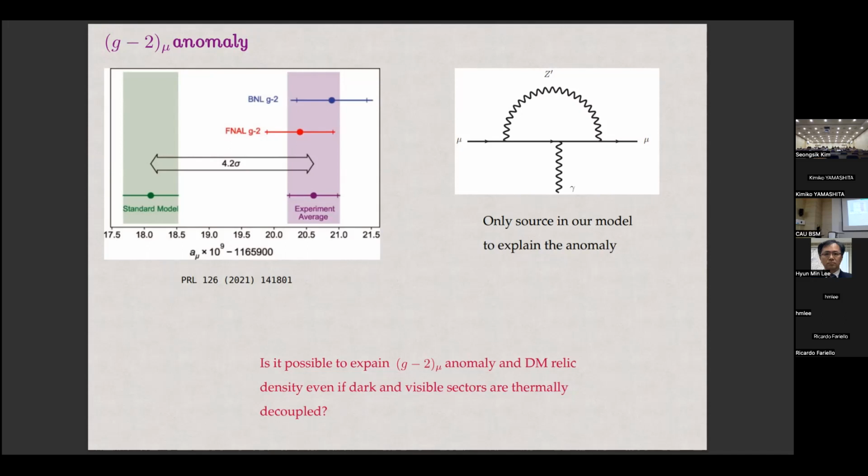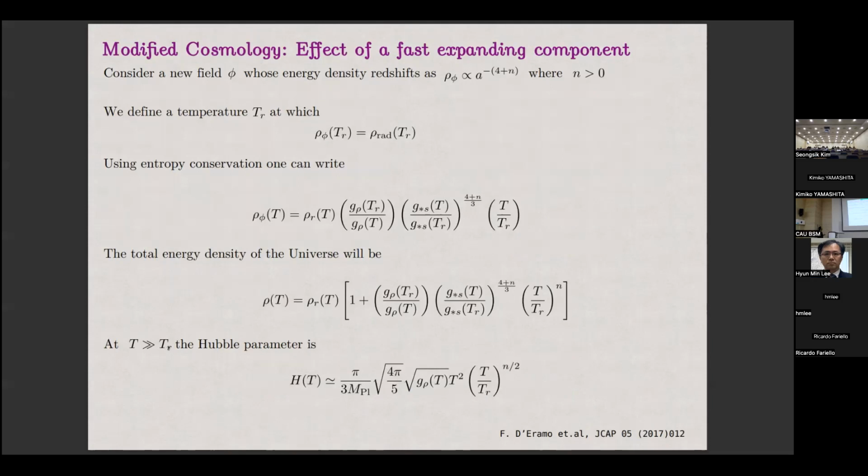So to do that, we use the idea of a fast expanding universe. So the idea is as follows. Suppose we have some phi component which redshifts much faster in comparison to the standard radiation, and we define a temperature T_r at which rho_phi(T_r) equals rho_rad(T_r). That means that at T_r both the energy densities are the same, and we choose T_r to be such that at the time of BBN, our universe should be dominated by the radiation.